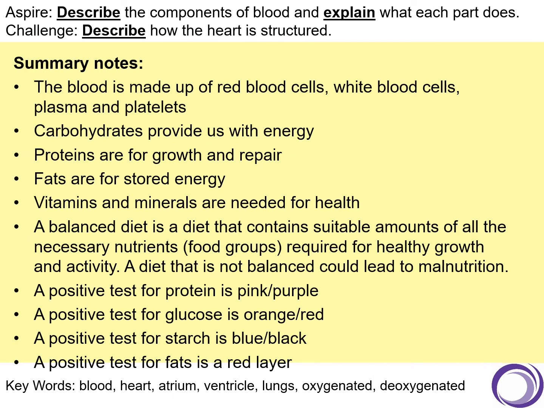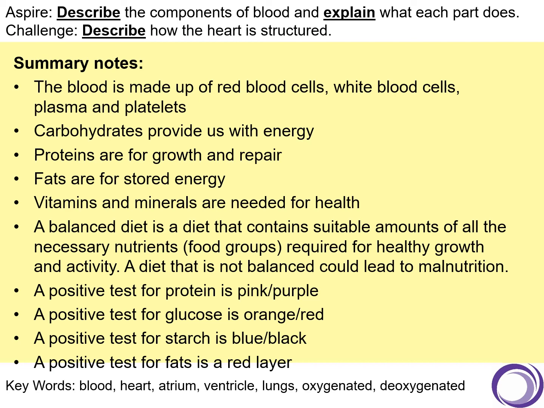Okay, so now we've come to the summary section of today's lesson. So the blood is made up of red blood cells, white blood cells, plasma and platelets. Carbohydrates provide us with energy, proteins are for growth and repair, fats are for stored energy, vitamins and minerals are needed for health. A balanced diet is a diet that contains suitable amounts of all the necessary nutrients required for healthy growth and activity, and a diet that is not balanced could lead to malnutrition.